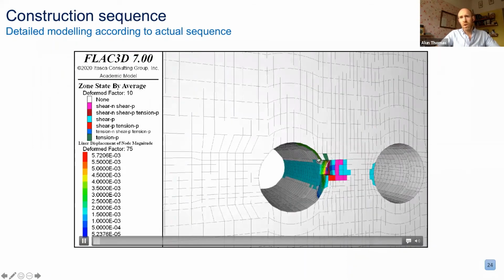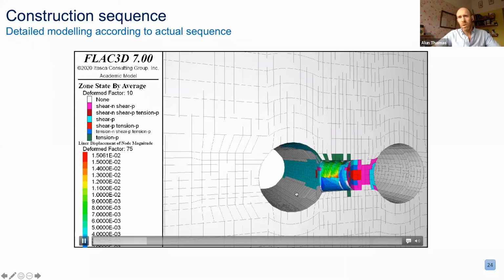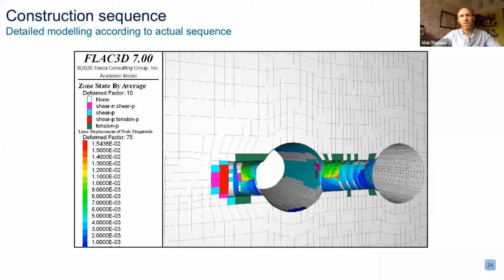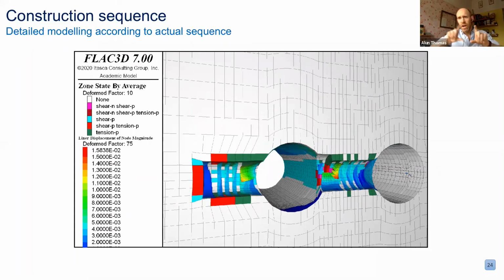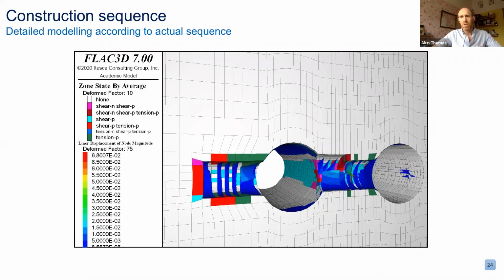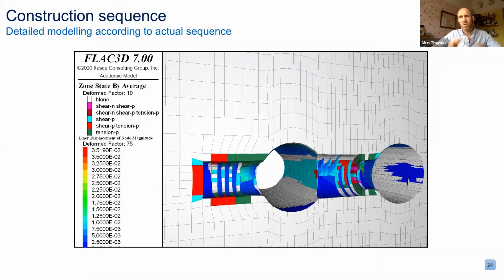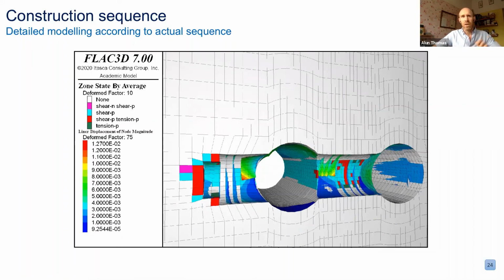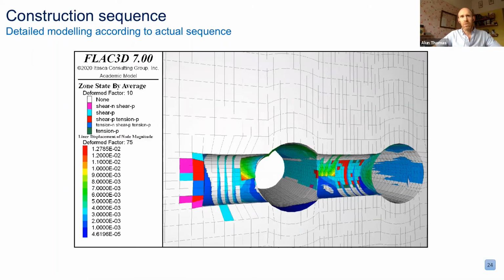You've got CH5 in the middle here, and we have a top heading followed by a bench and invert sequence for this pilot tunnel. The coloured blocks, you can see that's the plasticity in the clay as the excavation proceeds. And you can also see the lining elements that have been put in with an exaggerated distortion, so you can see how it forms. So we've got a pilot followed by enlargement, and then it completes the overall tunnel.